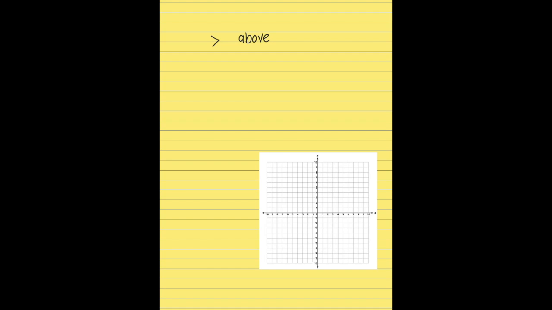But this does not have an equal to. So I'm not going to have a solid line when I graph it. This is going to be above and dashed. Okay?